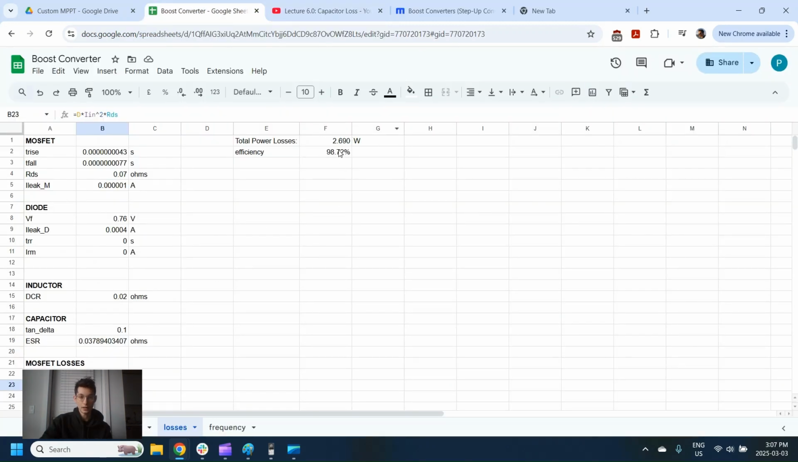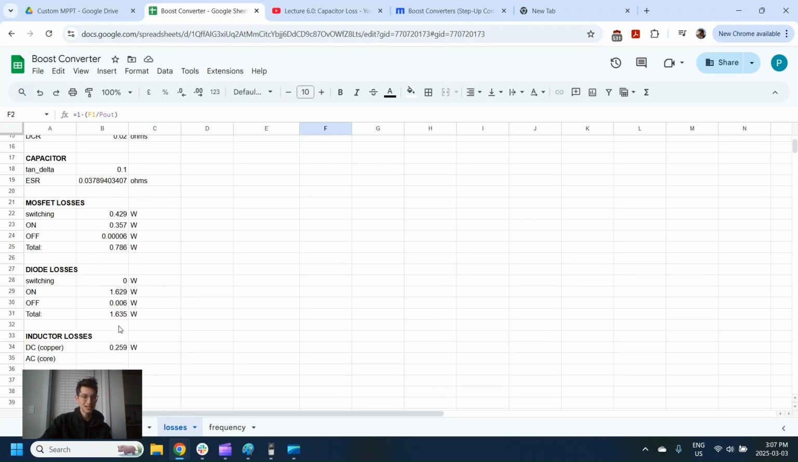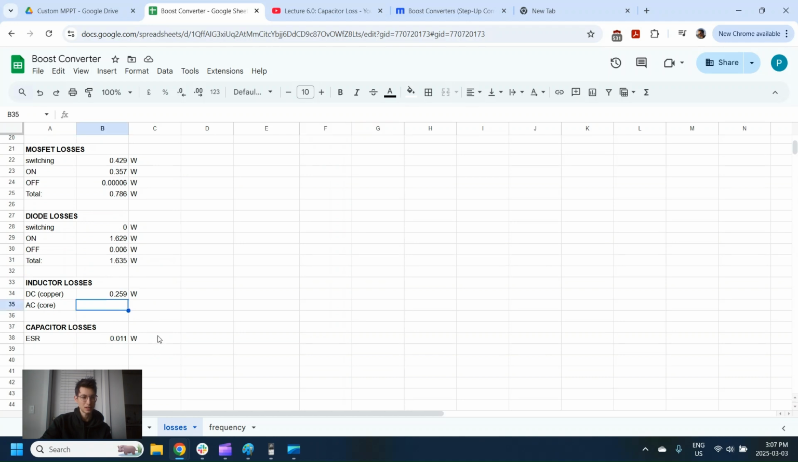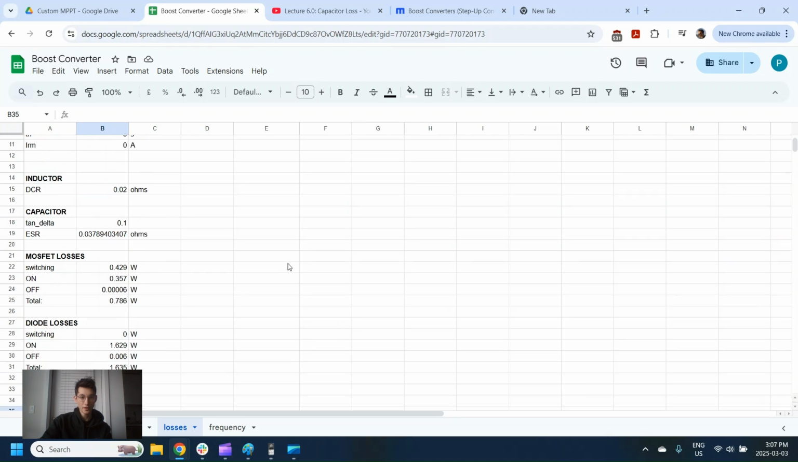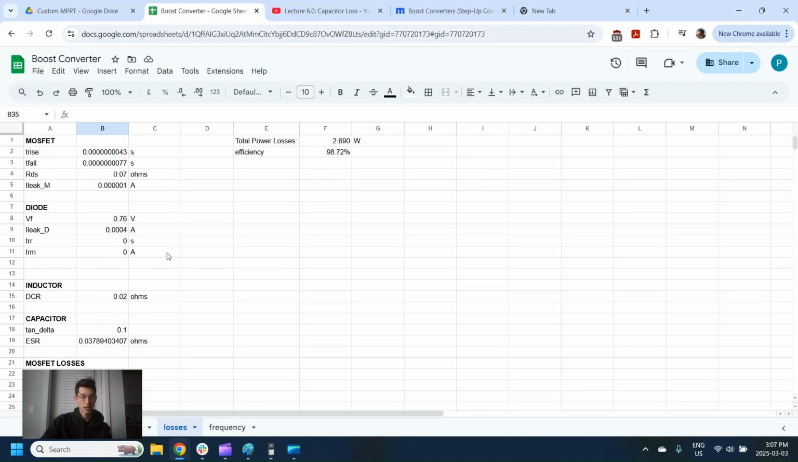After that's all added up, looks like we're above 98% efficient. But again, I don't really trust these numbers super, super well. I want to add in some more losses over time. Hopefully we'll be able to fill this out to create a proper analysis. But for now, assume under this, so around 98% efficient, and we'll design our converter for that.